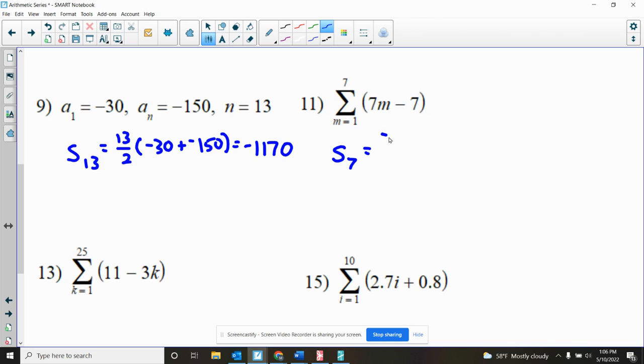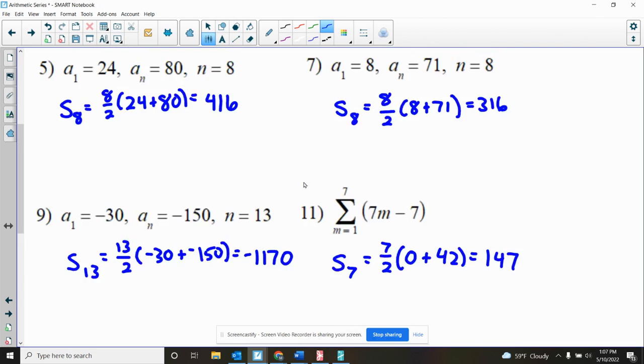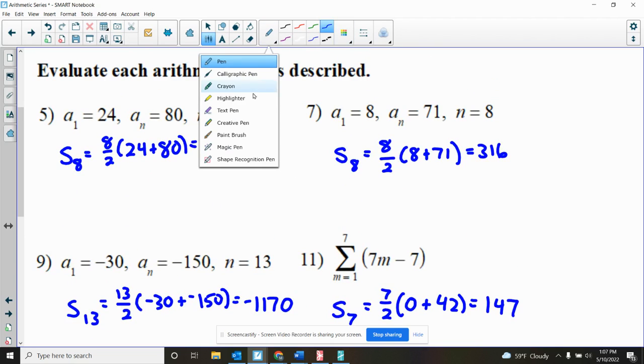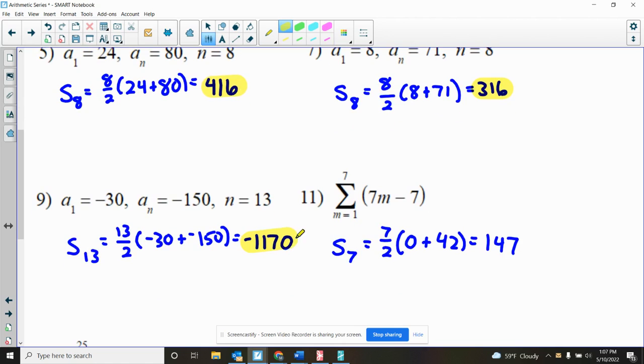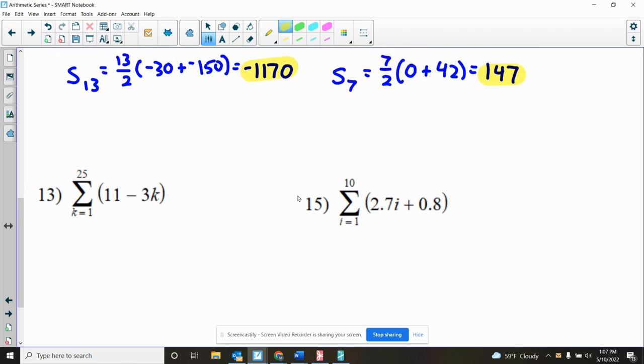So the first 7 terms, for the first term, let's put a 1 in here for the m. 7 times 1 minus 7, that's just 0. And then for the last term, put a 7 in here. 7 times 7 is 49, minus 7 is 42. So 7 halves times 42. In the end, it should take us to a sum for the series of 147. I haven't been highlighting these. I want to highlight these. So answer, answer, answer, and answer.